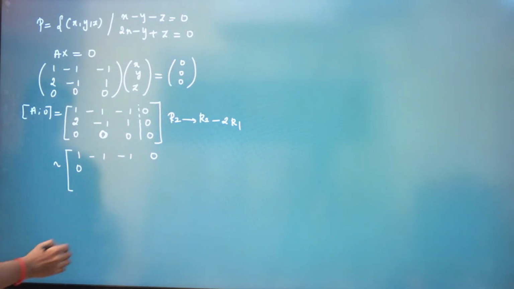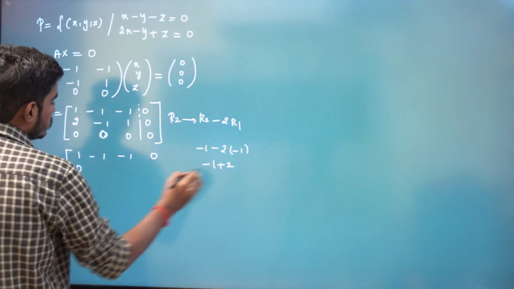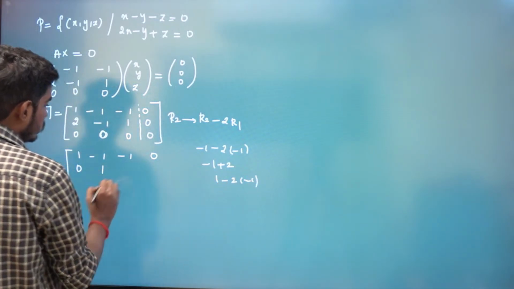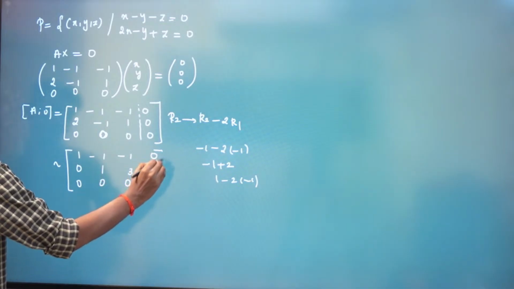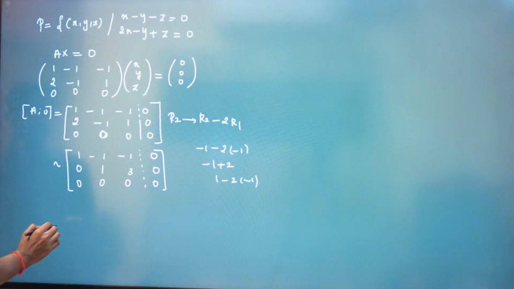So this will be 0, then minus 1 minus 2 times minus 1, so minus 1 plus 2, which is equal to 1. And then we have 1 minus 2 into minus 1, which is 3 here, 0. And then 0 0 0 0. This is in row echelon form.